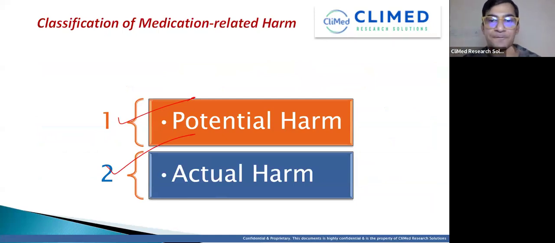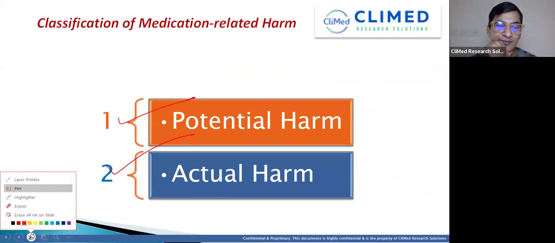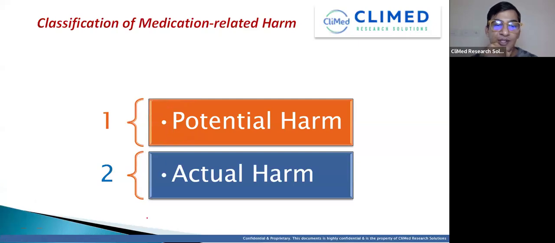Yes, guys. What exactly is the difference between potential harm and actual harm? It's a very one word answer. Without looking into Google, tell me, guys.